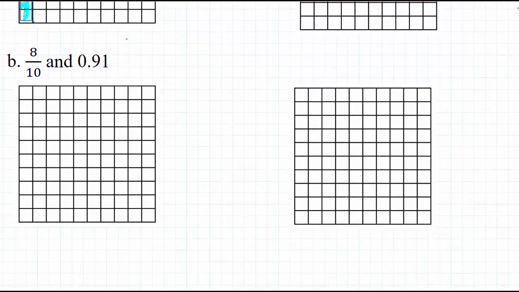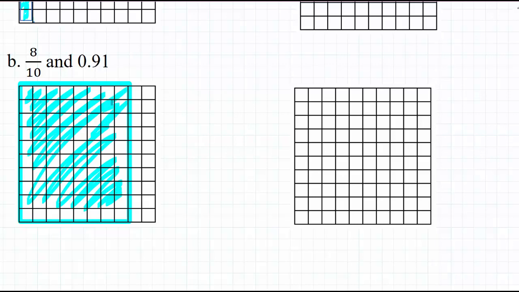Okay. For part B, we have 8/10 and 91/100ths. Same idea here. We could talk about how there are 8/10 here and 9/10 here, plus some more, so that this is greater. But to show this, let's go ahead and shade this in. 8/10 would be here. This is 8/10, right? 1, 2, 3, 4, 5, 6, 7, 8/10. This whole thing should be shaded in. So let's go ahead and shade this whole thing right here.